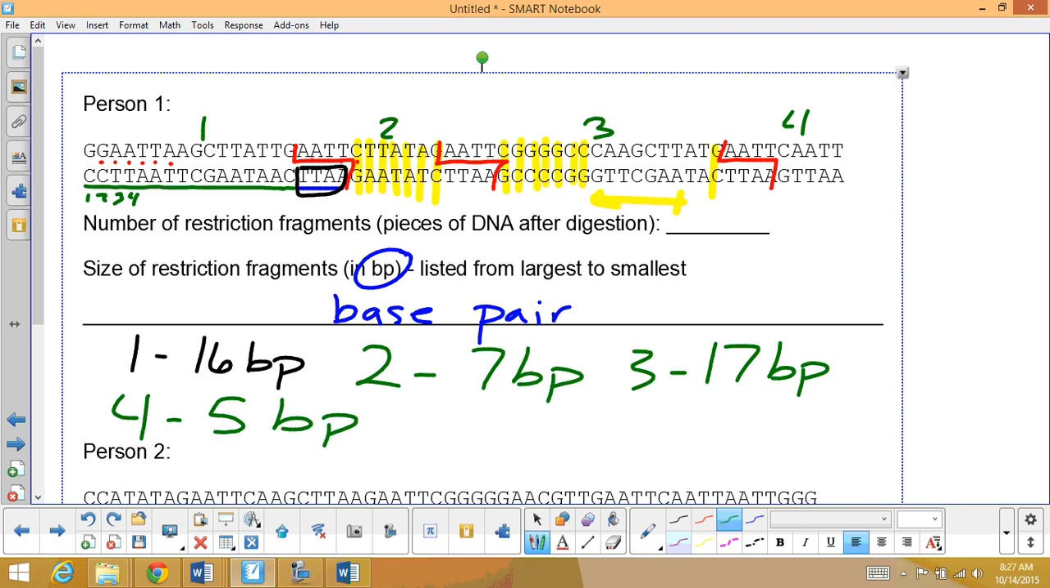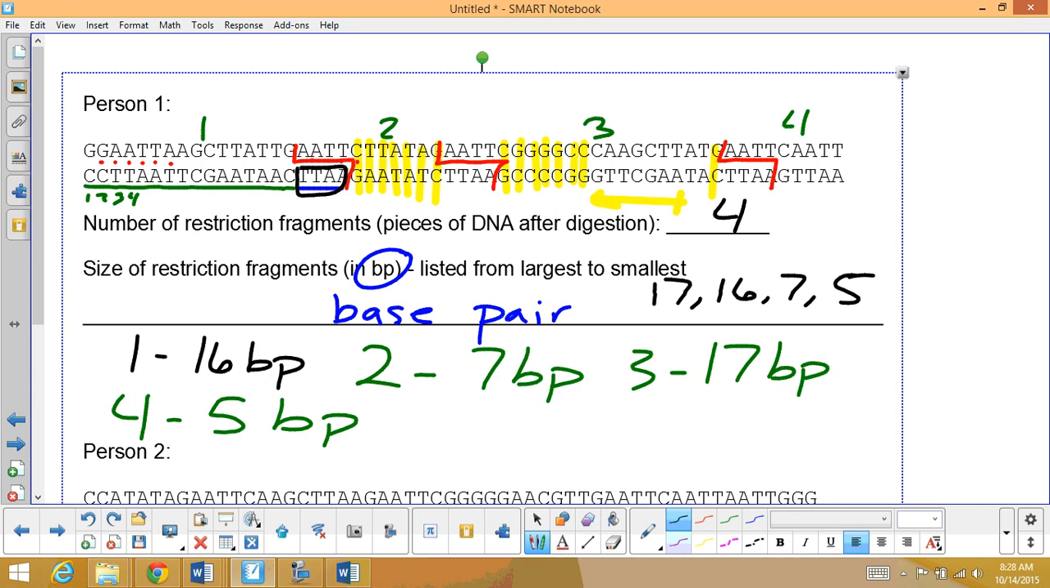So at this point we can go through and answer the 2 questions up here. First off, the number of restriction fragments, pieces of DNA after digestion. How many is there, everybody? 4. And then the size of the restriction fragments in base pairs from largest to smallest. So if we do this using our number line, what do we have first? 17, then 16, then 7, and finally 5.